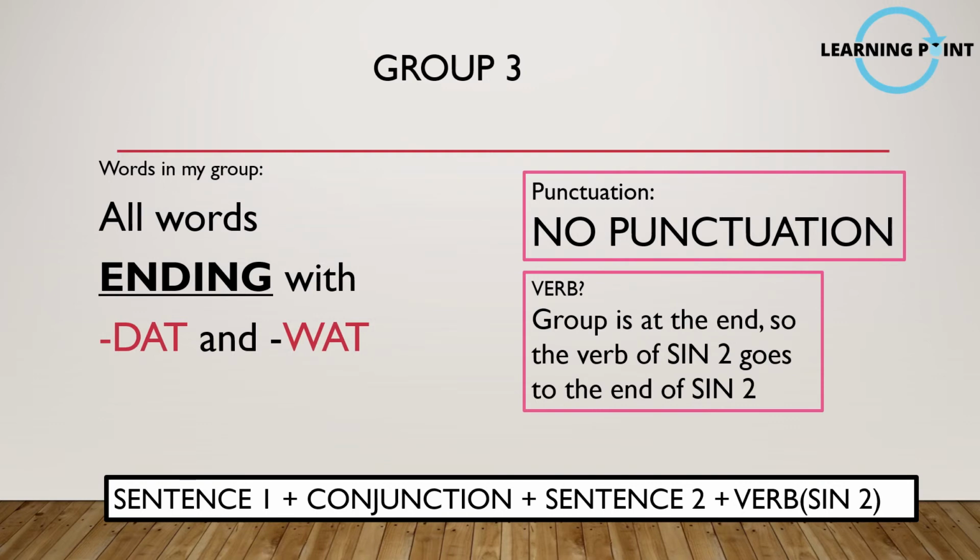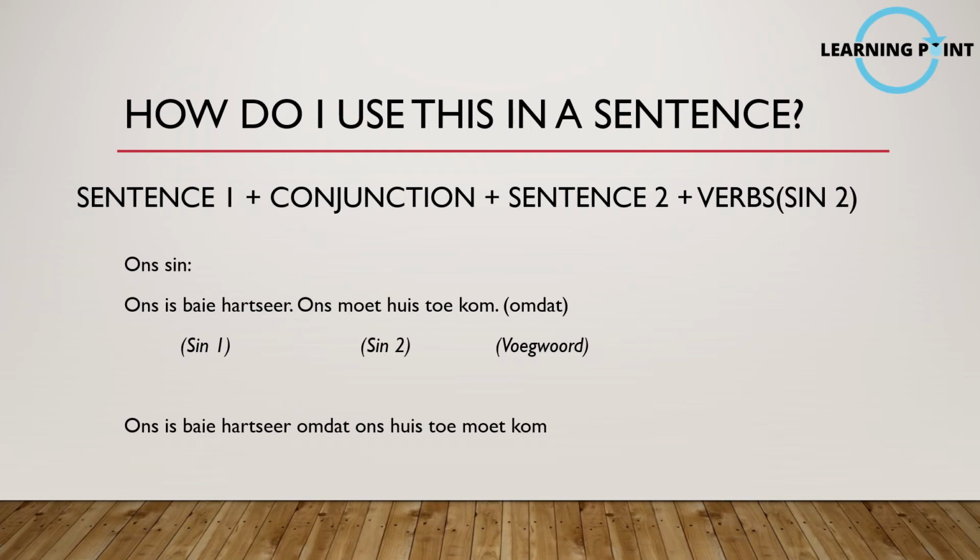Because, as I've already said, group 2 falls in the middle, therefore my verb goes to the middle. Group 3 is at the end of those 3 groups, and my verb goes to the end of the second sentence. So my formula would be sentence 1 plus my conjunction plus my sentence 2 plus the verb of sentence 2. So in a sentence, it would be sentence 1, conjunction, sentence 2, verbs.